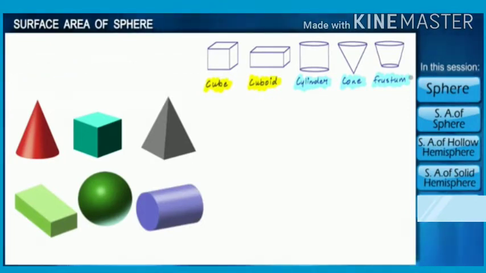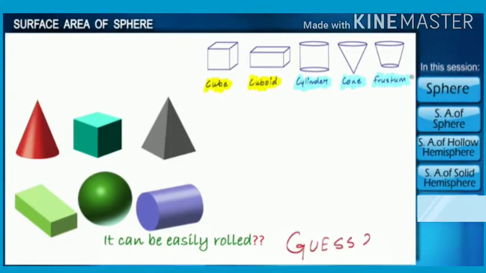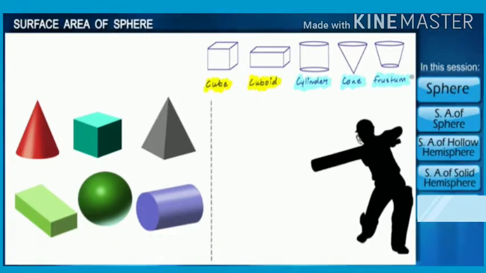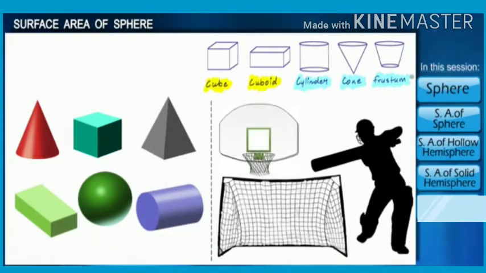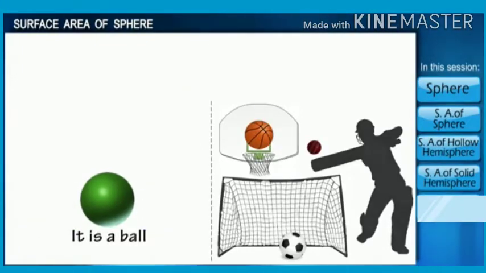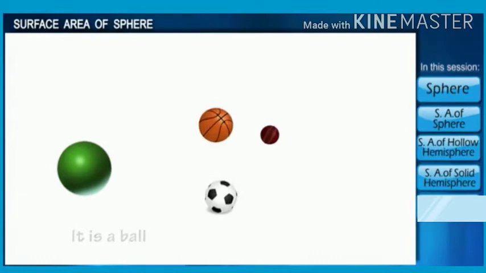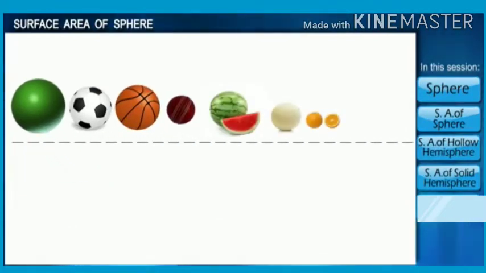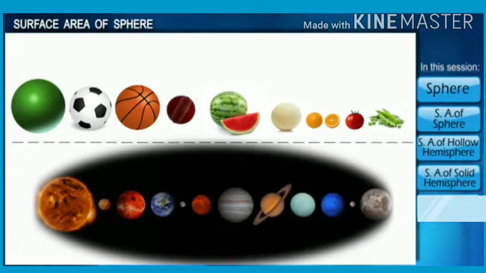Can you name one object which touches the ground only at a single point? This object can be easily rolled. Can you guess? One more hint I am giving. This object is used in playing many games. Yes, it is ball. In our daily life, we come across many round shaped objects like fruits, vegetables, and also the planets of our solar system.